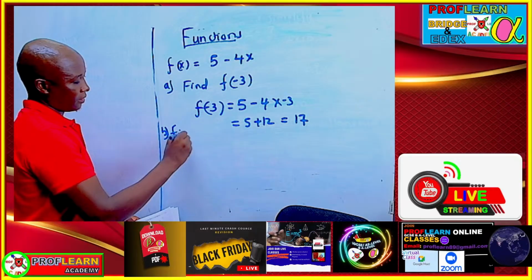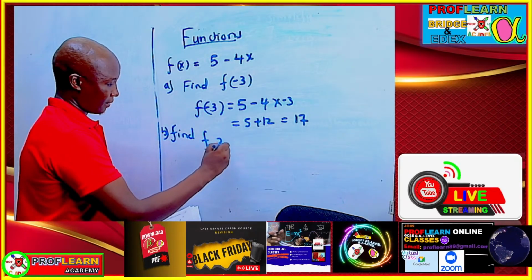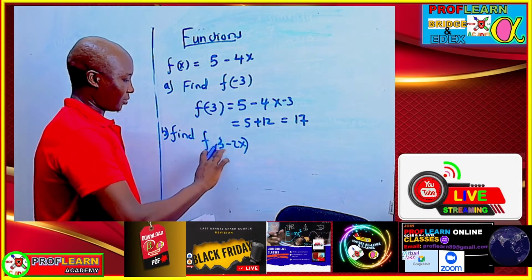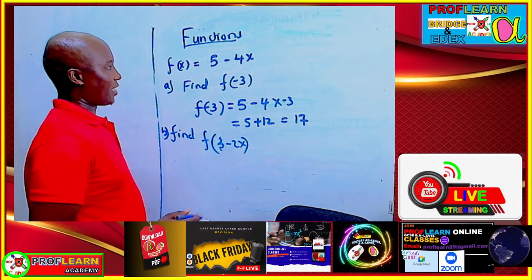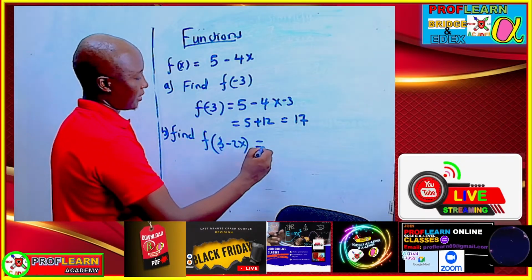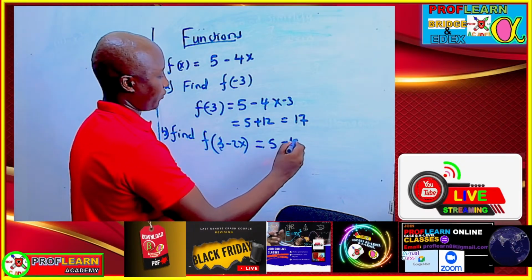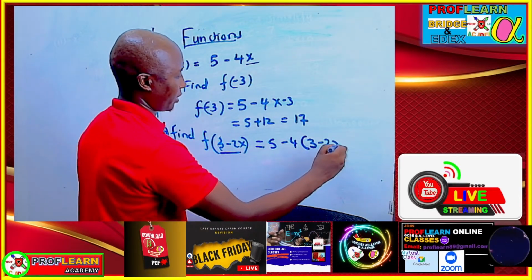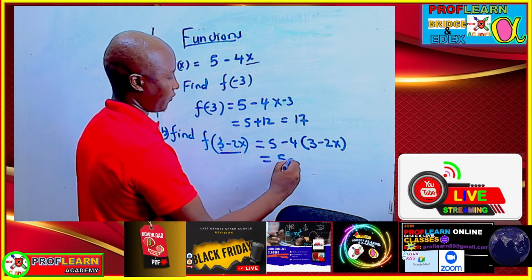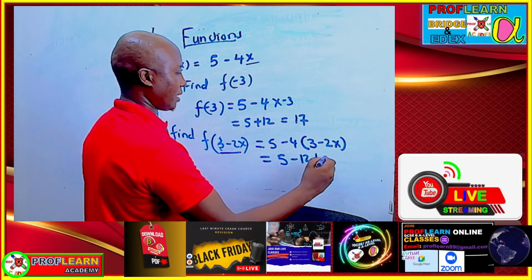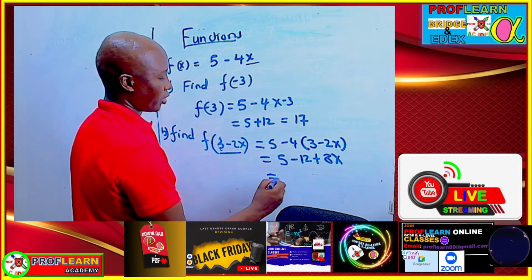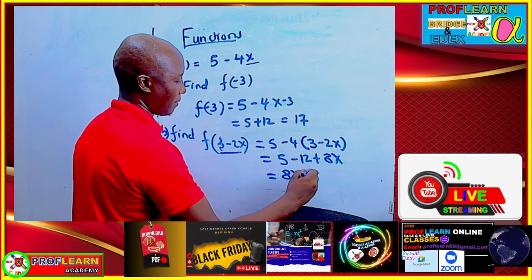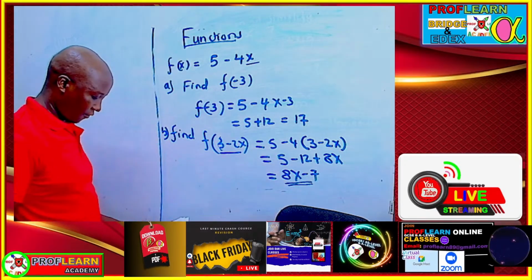Part B, find f of 3 minus 2x. Not f of negative 3, just 3 minus 2x. So whenever you have that, we're going to say that this is equal to 5 minus 4, and anywhere you have x, you are going to replace it with this 3 minus 2x. Then if you expand it, it will be 5 minus 12 plus 8x. 5 minus 12 is going to give us minus 7, so it will be 8x minus 7 as our final answer.